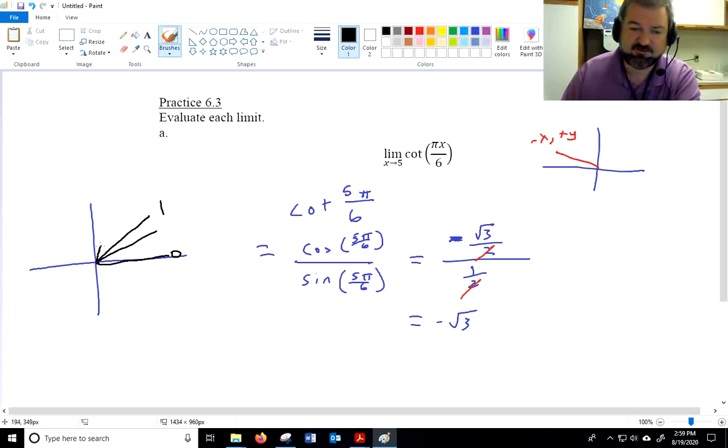Then we got pi over 3. Let's come back to that one, okay? And then this one here, what's the slope of a line going straight up? Undefined, right? And that's what tangent is, a slope. So undefined. So I'm going to argue that these three, the tangent of 0, the tangent of pi over 4, the tangent of pi over 2, those are all pretty easy to remember.